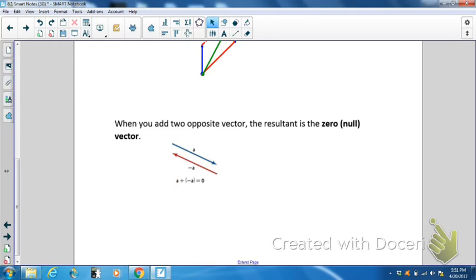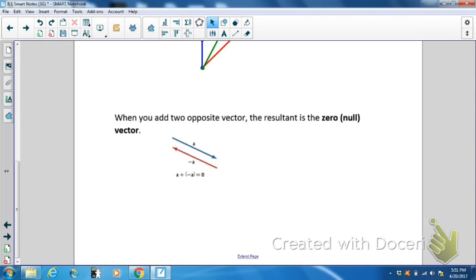When you add two opposite vectors, the result is the zero or null vector. So opposite vectors, again, they're going to be parallel, they're going to be equal length, equal magnitude, but they're going to go in completely different directions. So if we were to add those two together, they would just negate each other and they would both be zero.